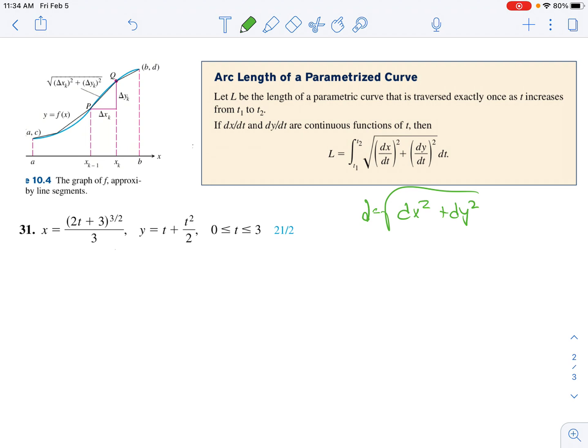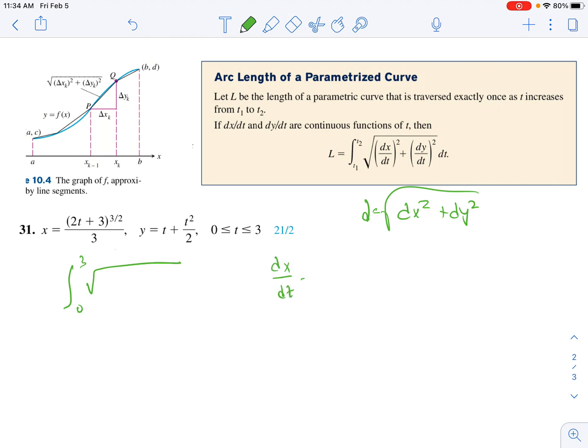But let's go ahead and do an example problem as well. This is number 31 from the homework. And so for number 31, all we need to do is ask, what are our bounds? Our bounds are 0 to 3. So we're going to do the integral from 0 to 3 of the square root of (dx/dt) squared, so we need to find dx/dt.